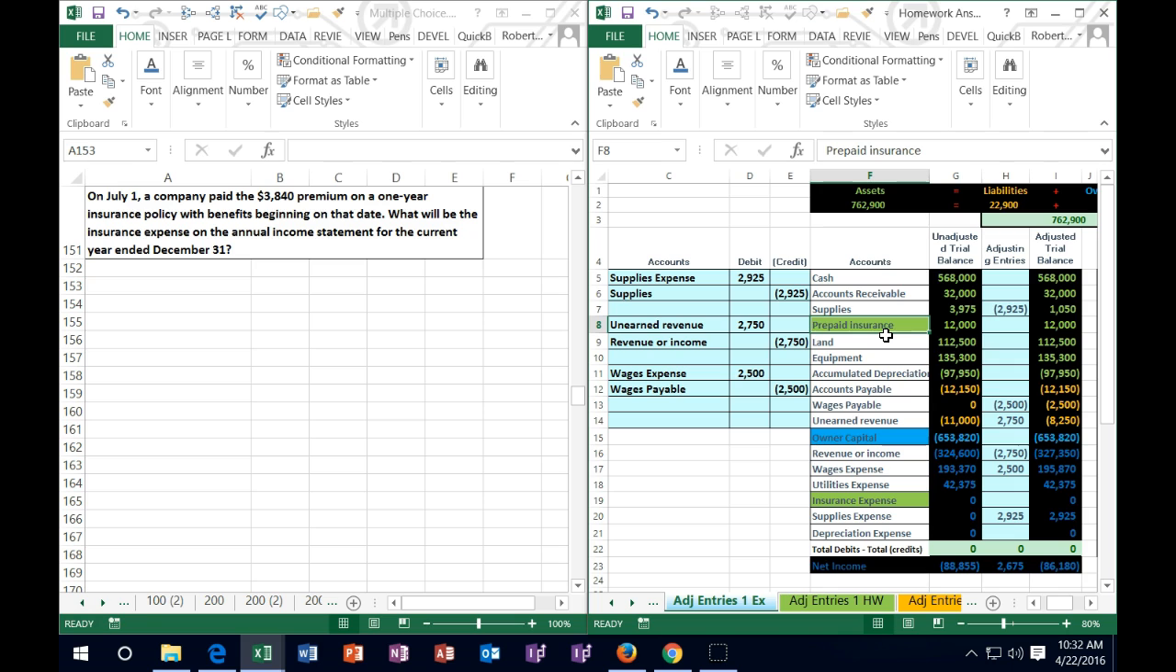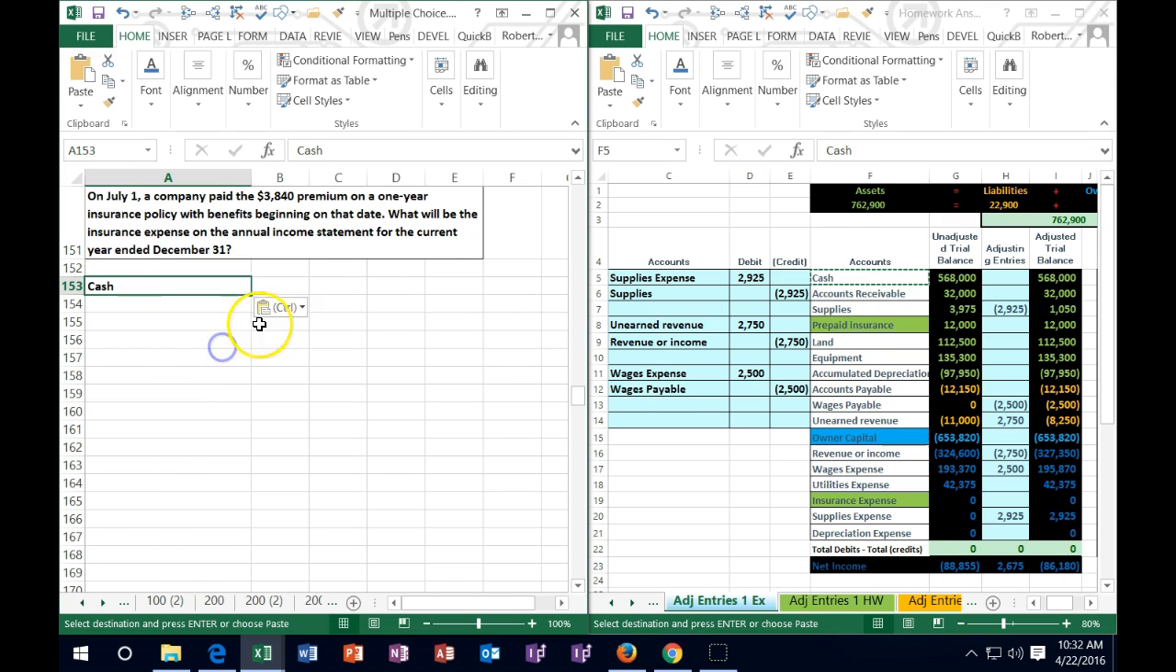And note that whenever we pay for insurance, we pay for it before we use it, meaning we don't have any coverage at the time we paid for it. We're going to get the coverage in the future. That's why when we pay for it, it goes into prepaid insurance. So if we think about that, then on July 1st, a company paid $3,840 premium. So what happened on that date? We paid cash. Cash went down, so we credited cash on that date.